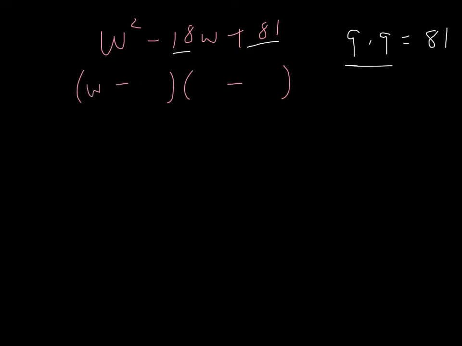W times W gives me a W squared. And I'm looking for, since it's same signs, right, that's a sum. So I'm looking for two numbers that multiply to give me 81 and add up to 18. Why, it's 9 and 9. And so we're going to express the final answer as W minus 9 squared.